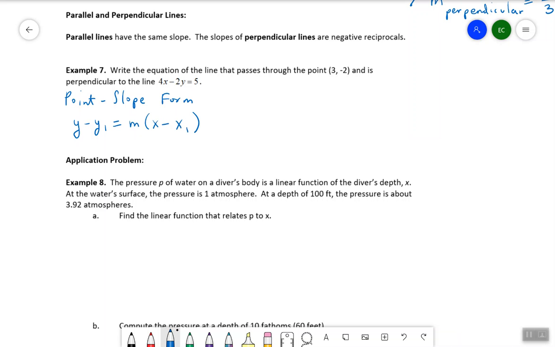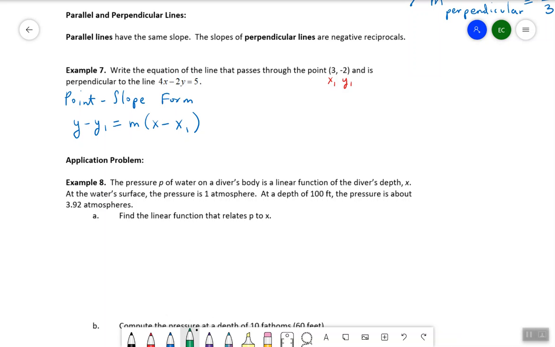We have a point (3, -2), so that will take care of the x1, y1, and then all we need is the slope. And so if we know that our new line is perpendicular to this given line, then we can just find the slope of the given line and then take the negative reciprocal.